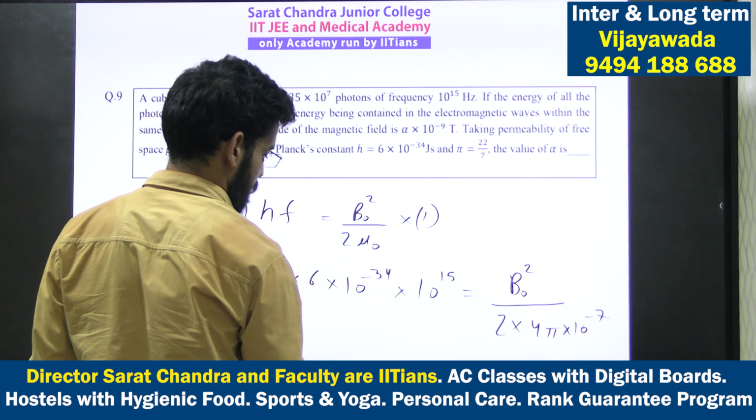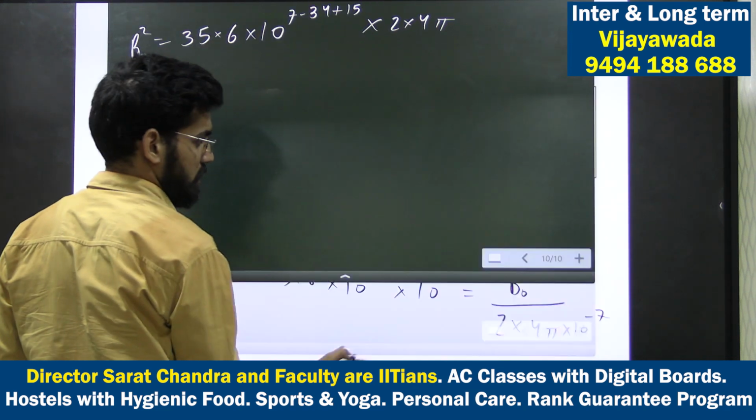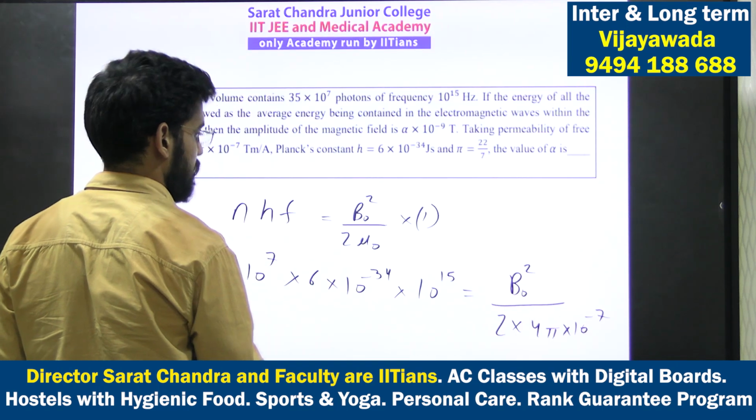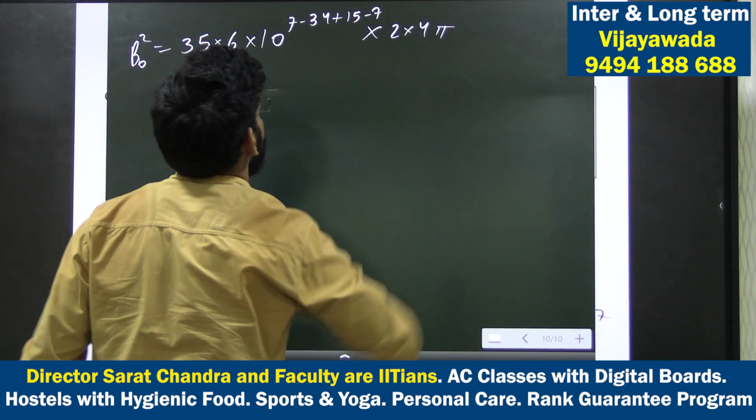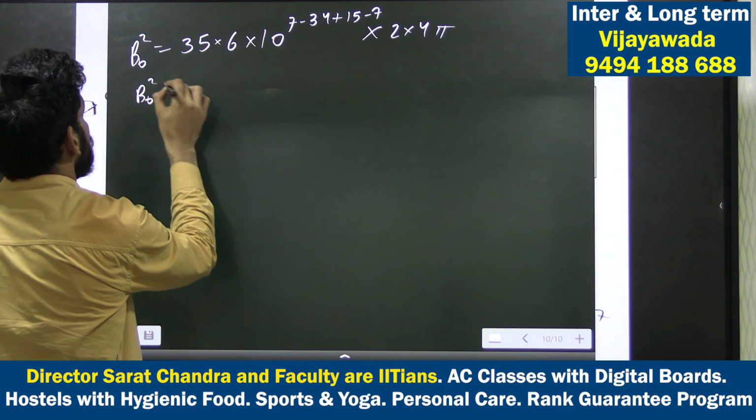2 into 4 pi, 8 pi. So let's keep it 2 into 4 pi. And one more power is there. This minus 7 will come this side. Minus 7. So plus 7 minus 7 cancel out, and you have B naught square.